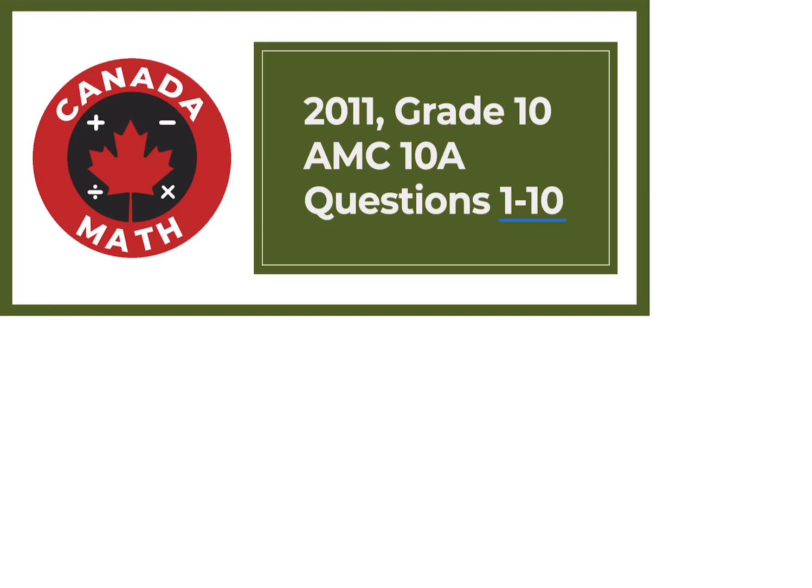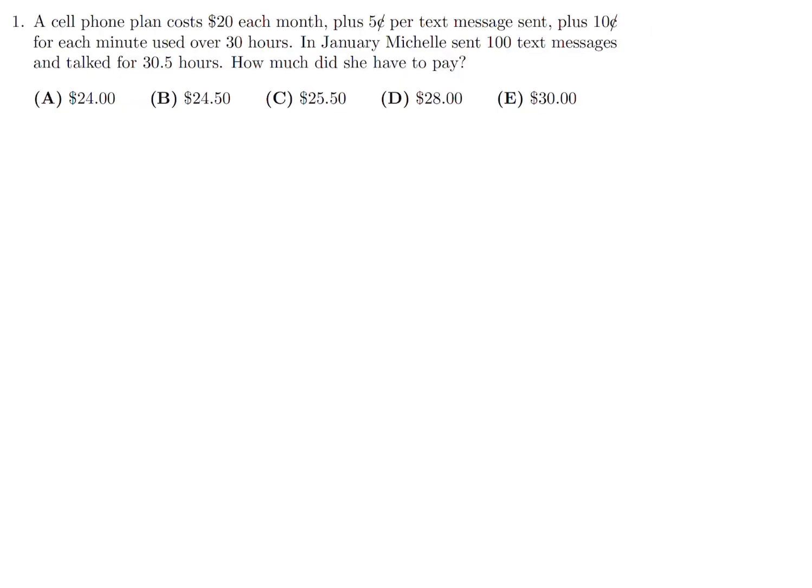Questions 1 through 10 on the 2011 Grade 10 AMC 10A. A cell phone plan costs $20 each month, plus 5 cents per text message sent, plus 10 cents for each minute used over 30 hours. In January, Michelle sent 100 text messages and talked for 30.5 hours. How much did she have to pay?